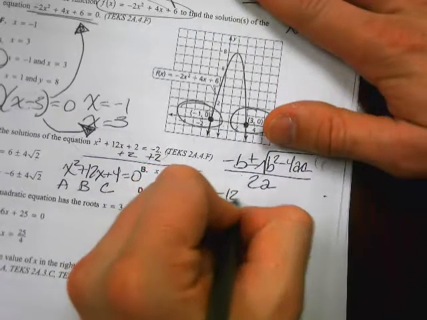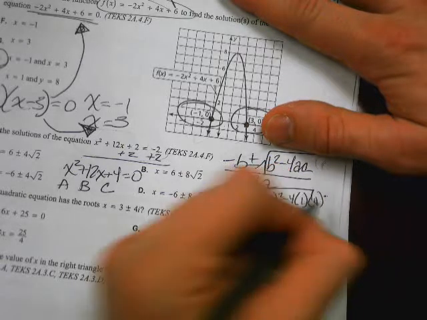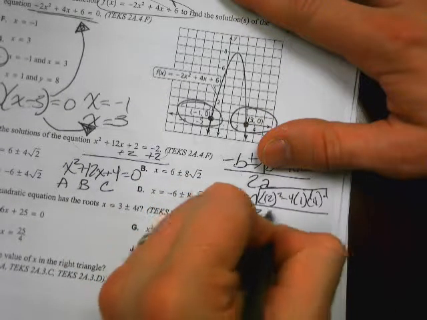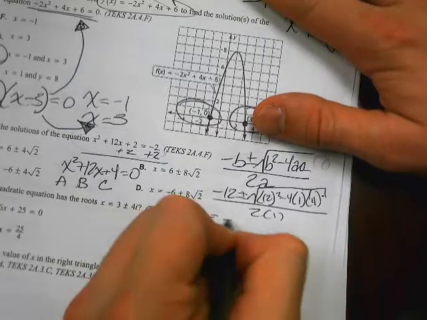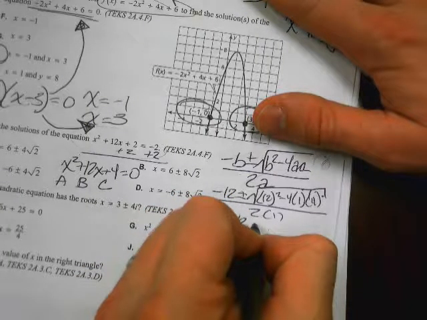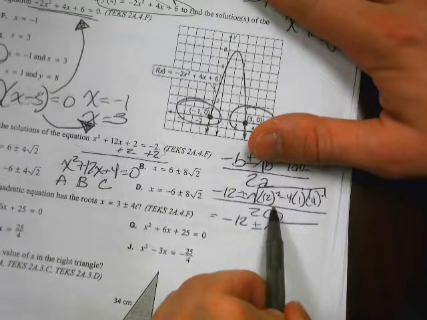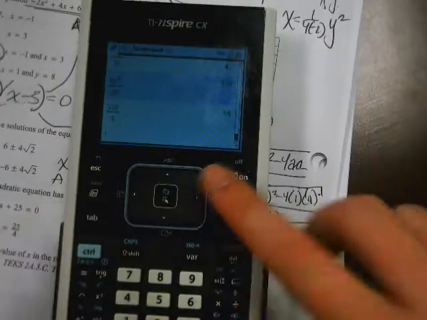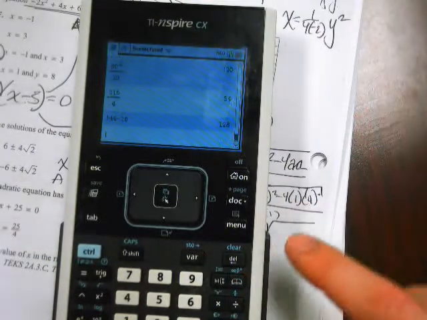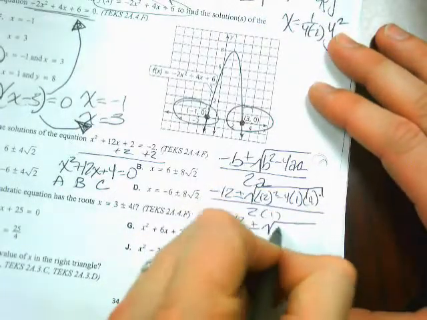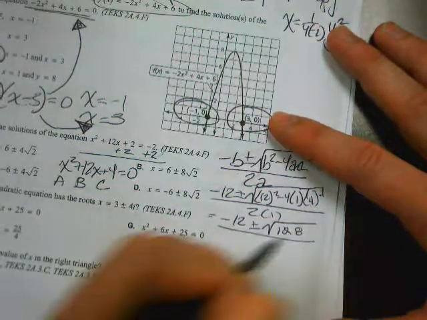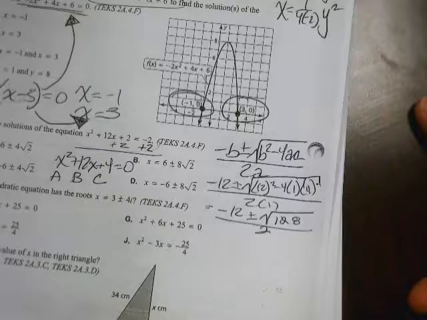When we substitute in, I get negative 12 plus or minus the square root of 12 squared minus 4 times 1 times 4, all divided by 2 times 1. This is negative 12 plus and minus the square root of 144 minus 16. So when we look at our calculator, 144 minus 16 will give us 128. We divide that by 2.